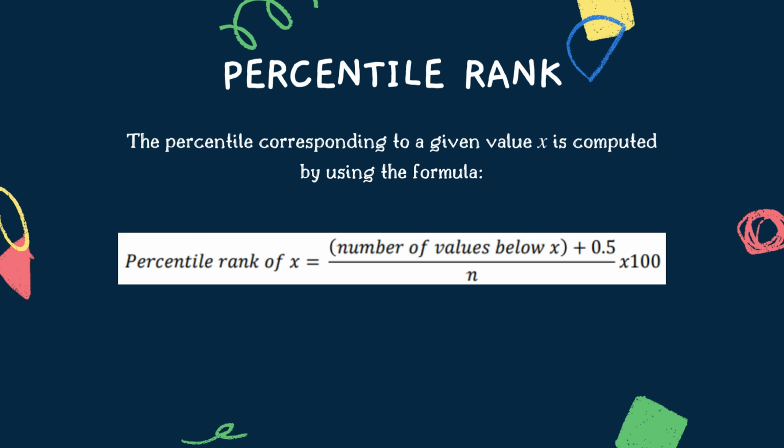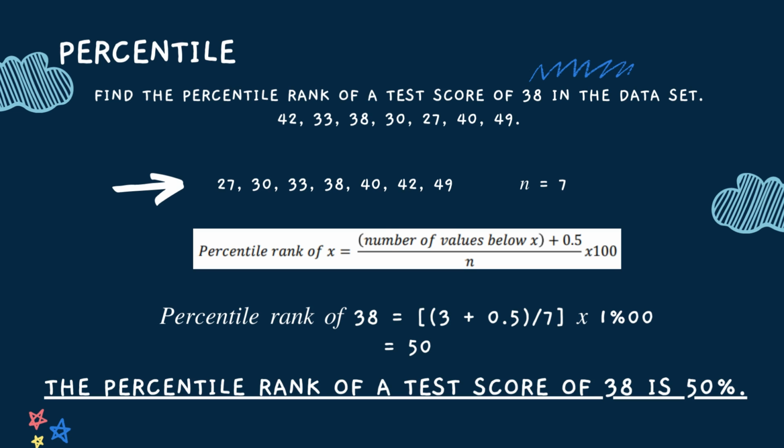So we have an example for that as well. For that example, we will need to find the percentile rank of the test score of 38 in the dataset of shuffled numbers below. As you can see, I have arranged it from the lowest to the highest number. So the total number of the data we have is 7.